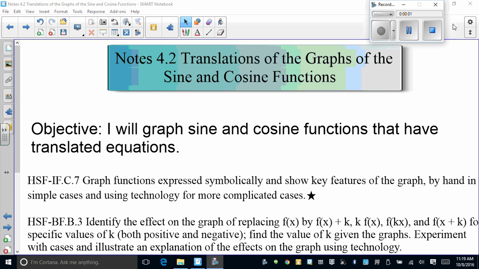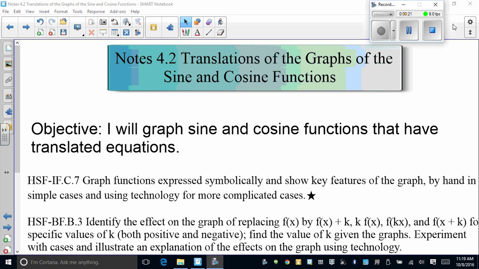Okay, and here we are for the video for 4.2, translations of the graphs of sine and cosine functions. This is going to be one video. I'm hoping, there's only 6 examples, so I'm hoping that we can get it done in a 25 to 30 minute period, because they have 2 things going on, but they have them going on at the same time.